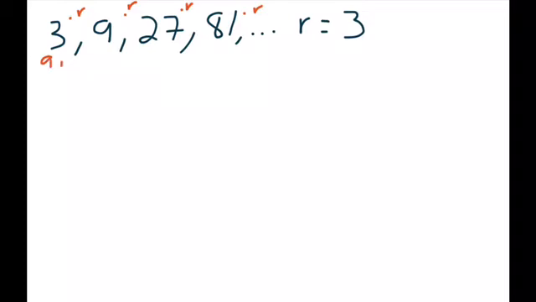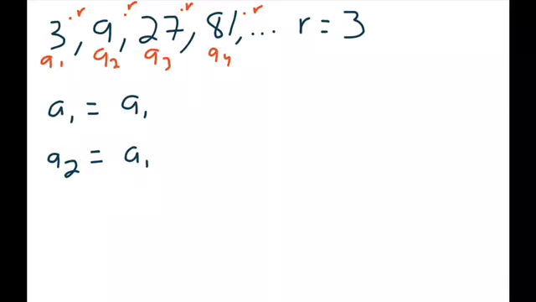I know this is A sub 1, A sub 2, A sub 3, A sub 4. So underneath where it says A sub 1 equals, we're just going to put A sub 1. And then we're going to look at A sub 2. A sub 2 equals, how do I get from A sub 1 to A sub 2? How do I get from 3 to 9? Well, I just multiply it by r. So it's A sub 1 times r. That's how I get to A sub 2.